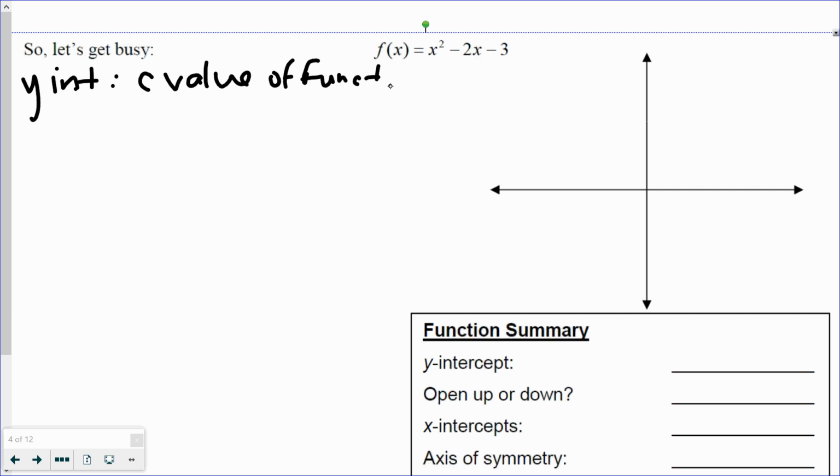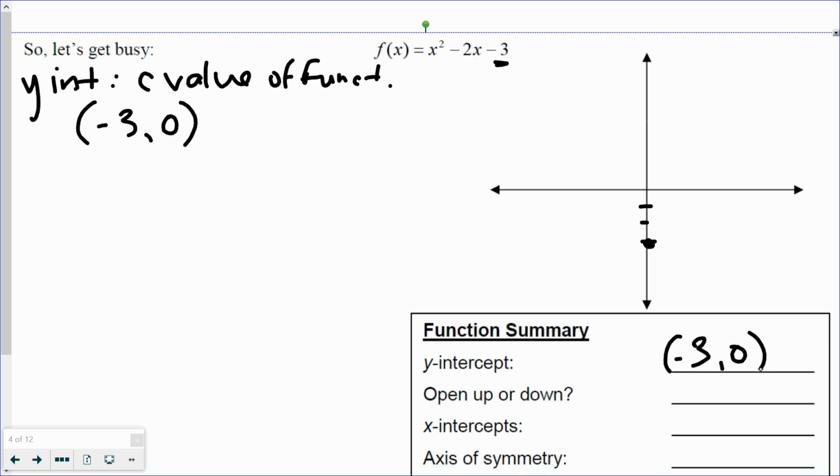So our y-intercept is where it crosses the y-axis. So it's going to be at coordinate -3, 0. Again, this is our c value. So if I feel so inclined, I'm going to put a point right here. And I'm probably going to write it on my function summary because I'm doing it all right now. So -3, 0 is our y-intercept. And again, that's because the y-intercept is the c value of the function.